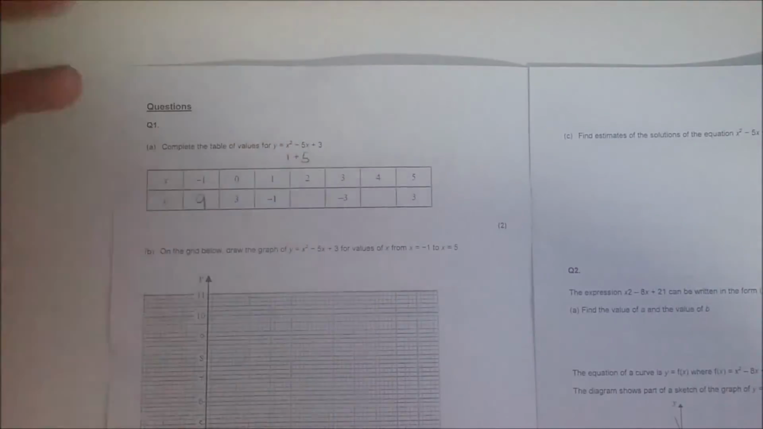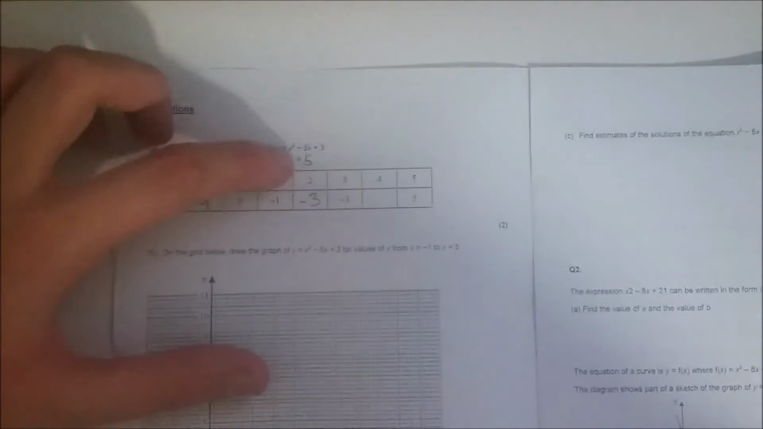-5 times -1 will be +5. And then add 3 as well. So 1 add 5 is 6, add the 3 actually gives you a 9. It's quite common to see a 7 there because you've got your -1 times -1 as -1 instead of 1. 2 squared is 4, take away 10 is -6, add 3 is -3. And then 4 squared is 16, take away 5 times 4, which is 20. So 16 take away 20 is -4, and then add 3 is -1.